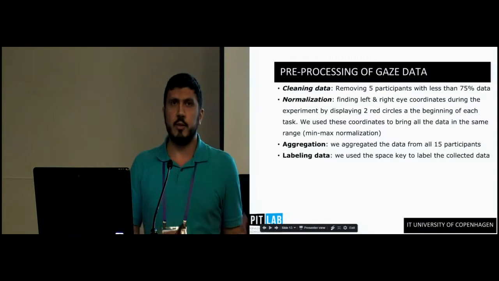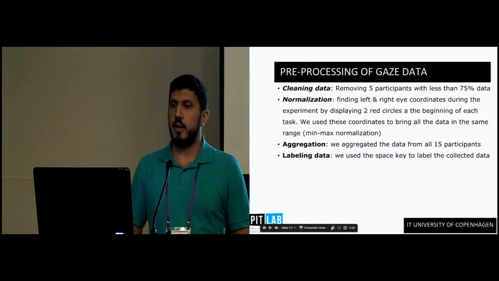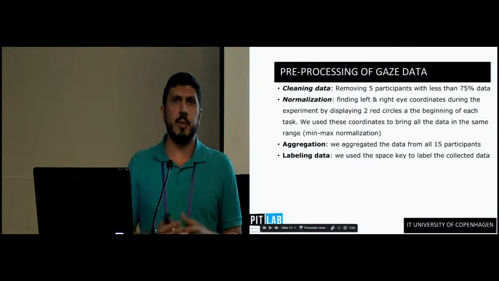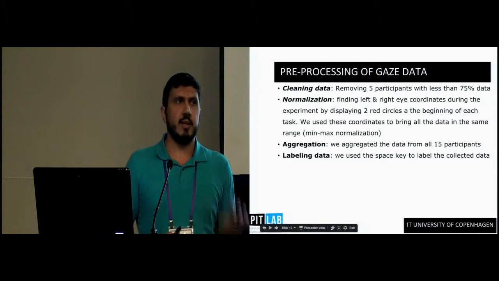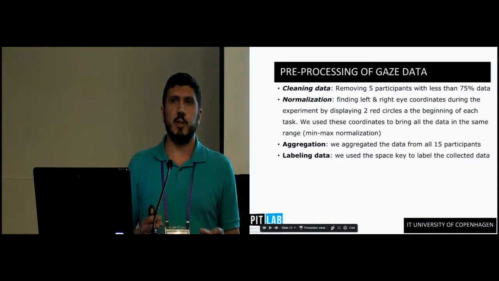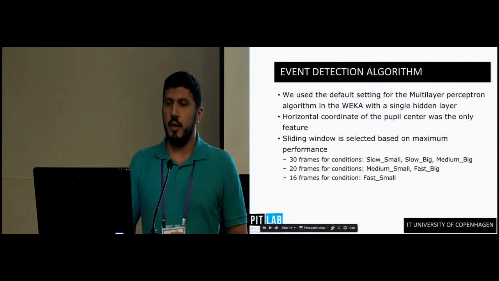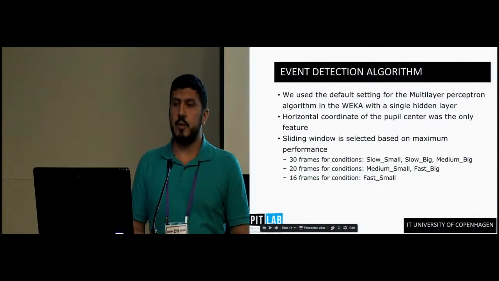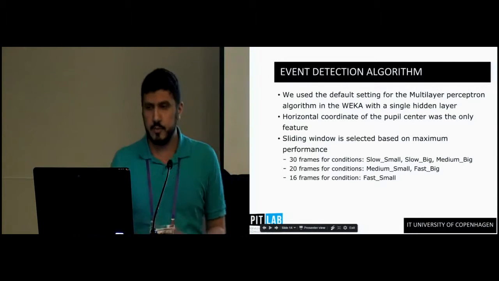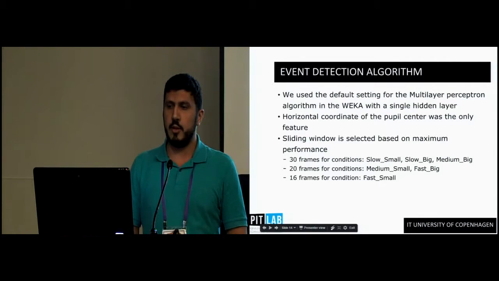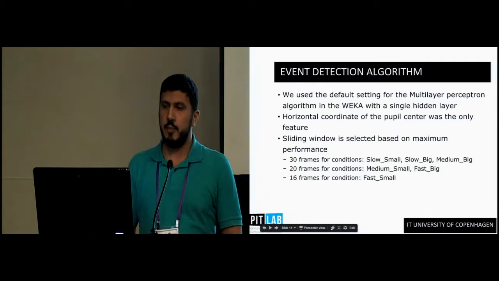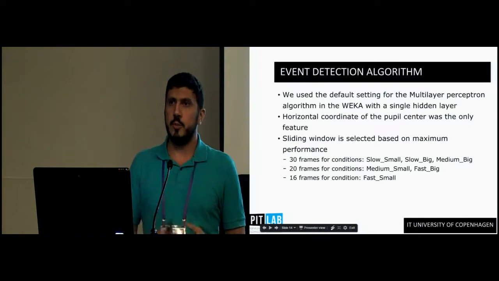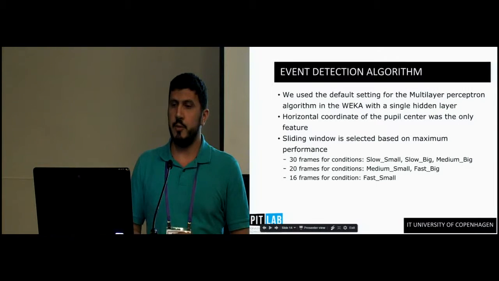Afterwards, the normalized data of the 15 participants was aggregated, and of course, it was labeled based on whether the participants had hit space when they saw the picture or not. So the authors used the multi-layer perceptron algorithm in the Weka software in its default setting, and used the horizontal coordinate of the pupil as the only feature.